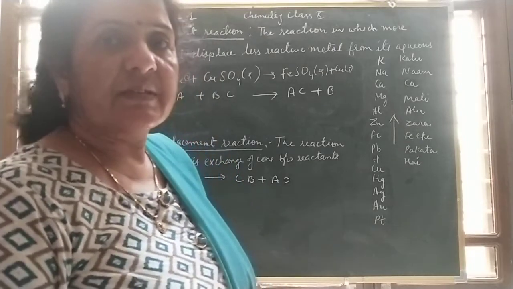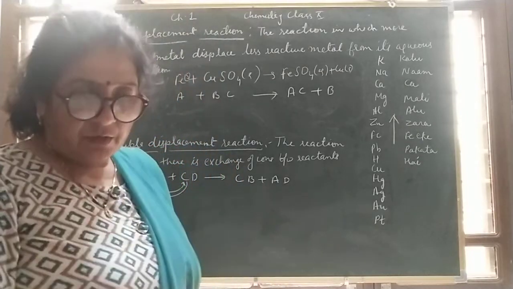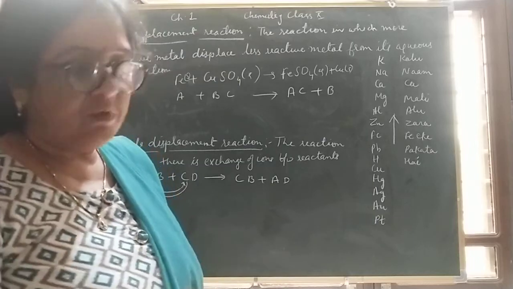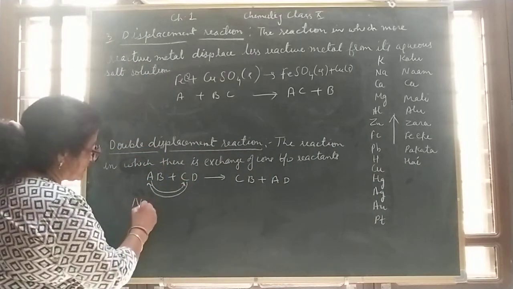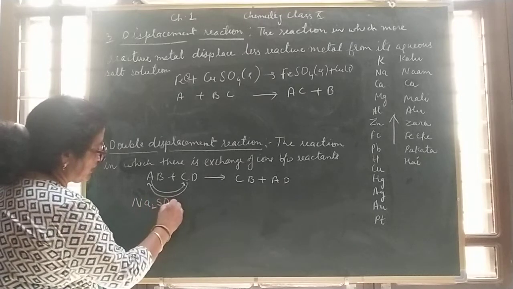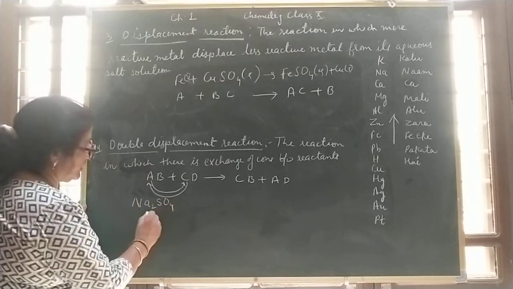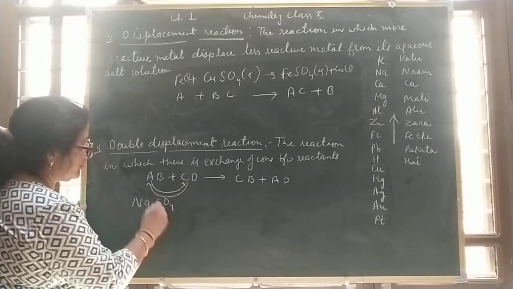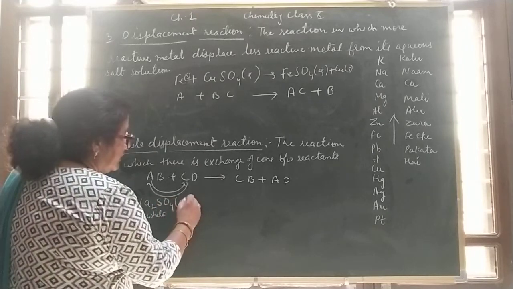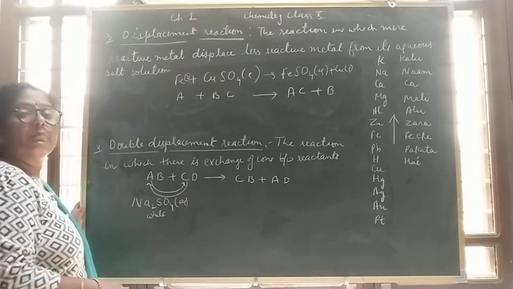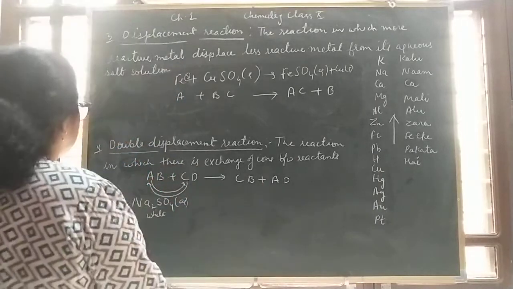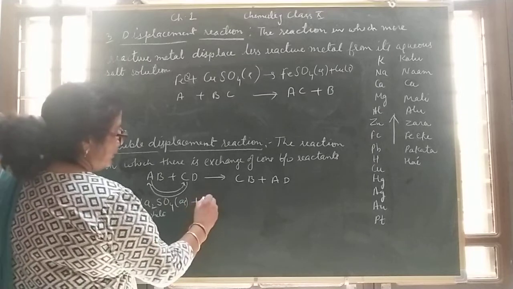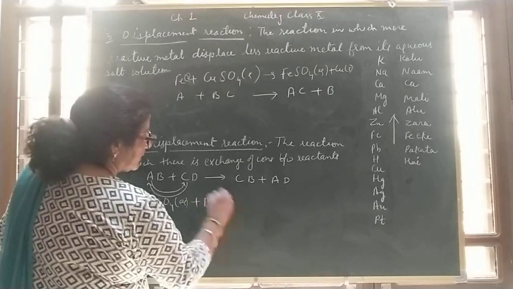Now let's take one example. In your book, the example of sodium sulfate and barium chloride is given. I have a salt, sodium sulfate, Na2SO4. It is white in color. We have to take it in water, which means we have to dissolve a small amount of this salt in water, plus barium chloride.